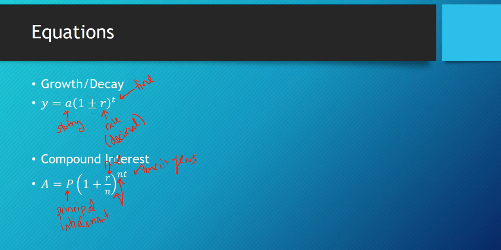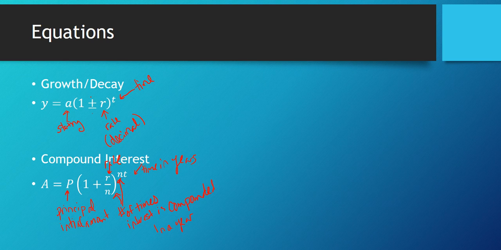Now, make sure it's in years. If it's in months, you need to change that to a decimal. And then we have this special thing of n. N is the number of times your interest is compounded in a year. So for example, if it's compounded quarterly, that's 4 times a year. Compounded monthly, that's 12 times a year, and so forth.